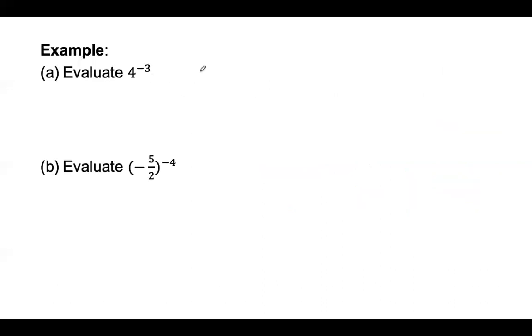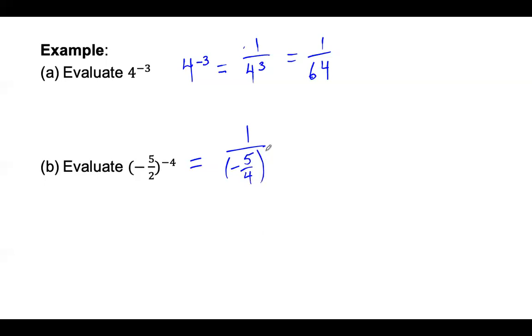So let's evaluate 4 to the negative 3. 4 to the negative 3 is equal to, by definition, 1 over 4 to the power 3, which is 1 over 64. Here, in a similar fashion, we say it equals 1 over negative 5 over 4 to the power 4. But what do you notice here? The negative changes to a positive, and we put it in the denominator. That is the main idea.